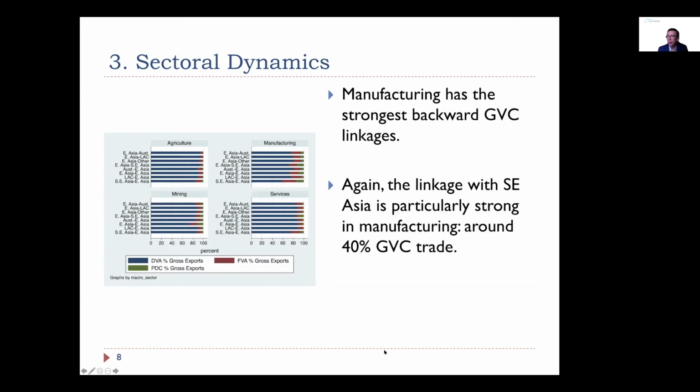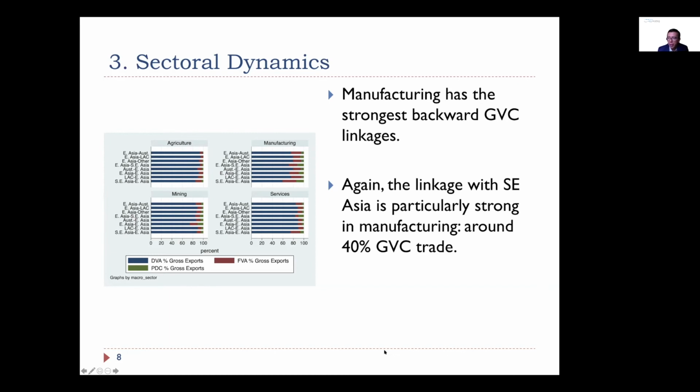Now, let's have a quick look at the sectoral dynamics. So manufacturing has the strongest backward linkages in terms of its GVC development. So here you can see, again, same figure as before, but I've grouped the sectors into agriculture, mining, manufacturing, and services. We have the bilateral pairs, so it's East Asia as paired with Southeast Asia, Australia, and LAC. Again, we find the strongest linkage coming out in Southeast Asia in manufacturing, around 40%.